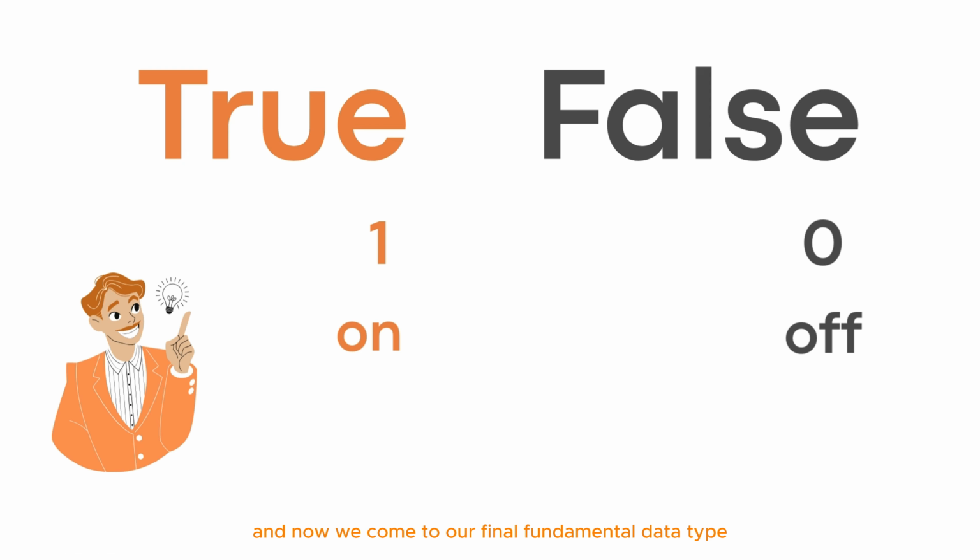And now we come to our final fundamental data type, the boolean, or bool for short. On the surface, this is the simplest data type that exists. It can only have one of two possible values, true or false. That's it. Nothing else. But do not let this simplicity fool you. The Boolean is one of the most important and powerful concepts in the entire world of computing.